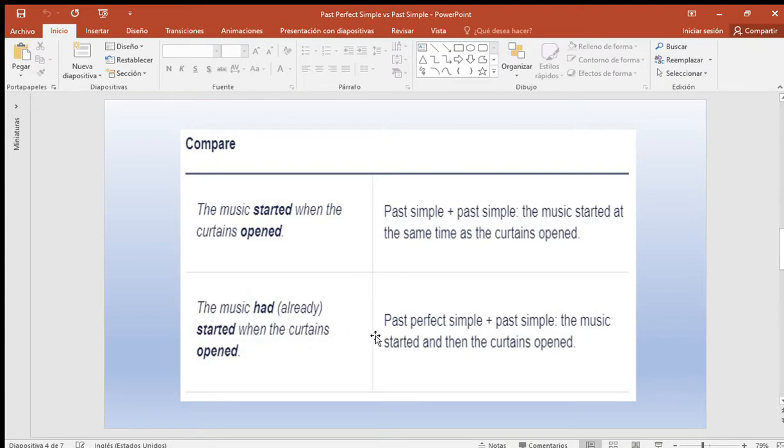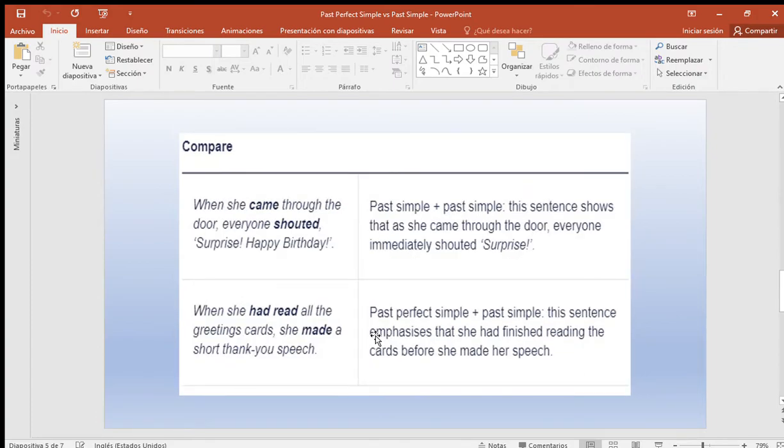Okay? So next, go on. Here we have another example of the comparison of past simple and past perfect simple. When she came through the door, everyone shouted, "Surprise! Happy birthday!"